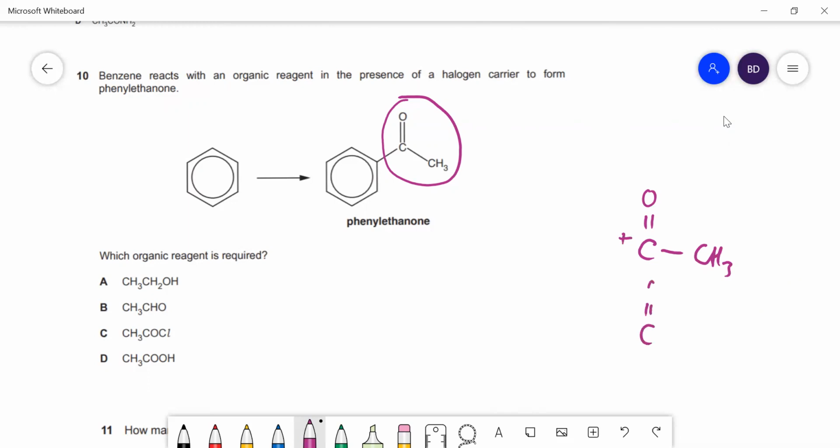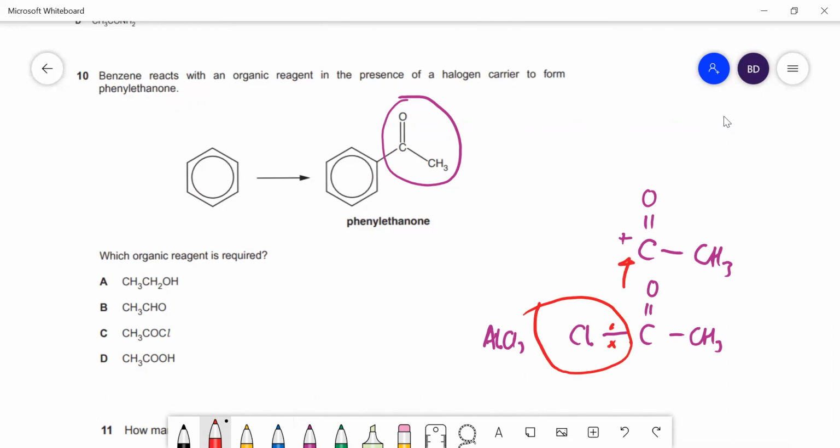Well, we generate it by removing the chlorine from that compound with the halogen carrier, aluminium chloride usually. So that's going to take off that chlorine with the electrons to make that. So the answer is the acyl chloride, which is C.